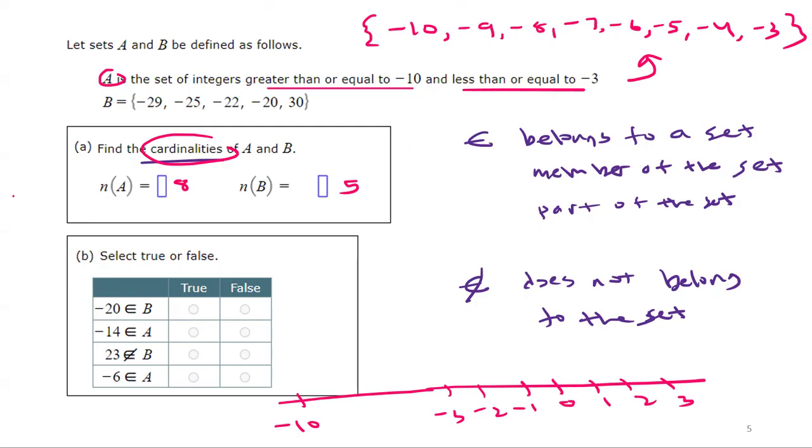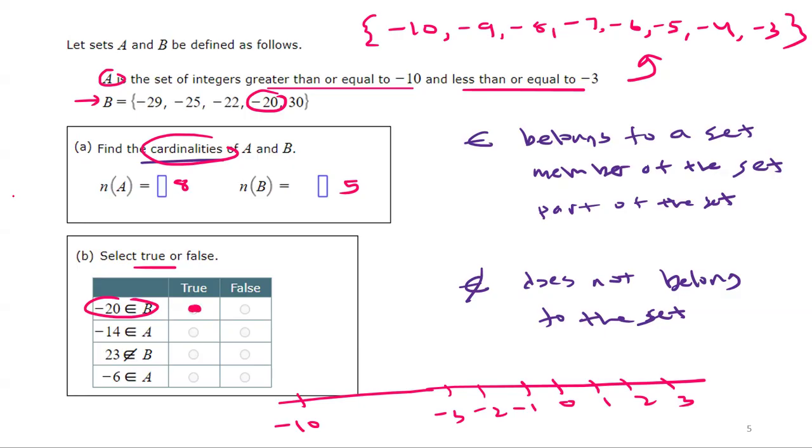Okay. All right. So now the next part here is asking us to select true or false. So is -20 a member of B? So I go to B here. Here's my B. Is -20 in there? Yeah. -20 is a member. It's part of the set. So this is true.